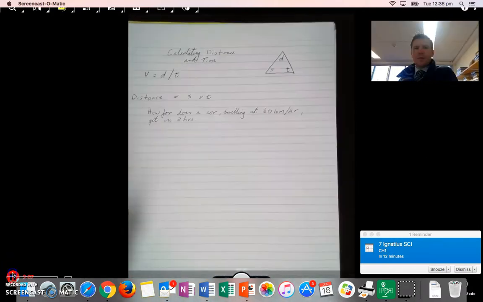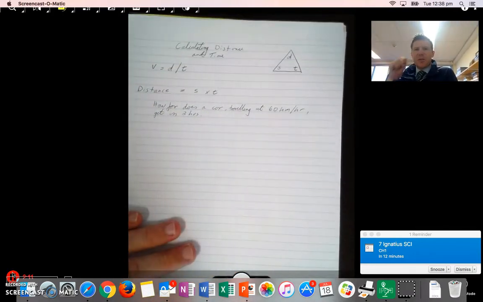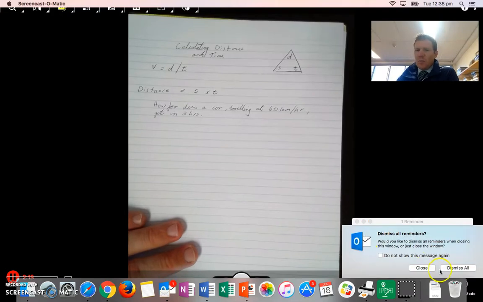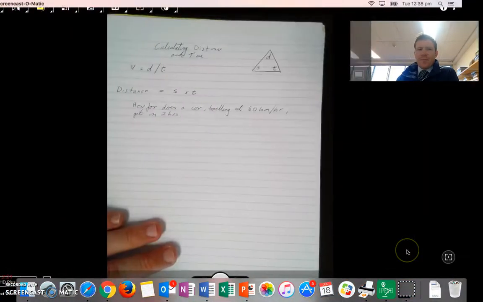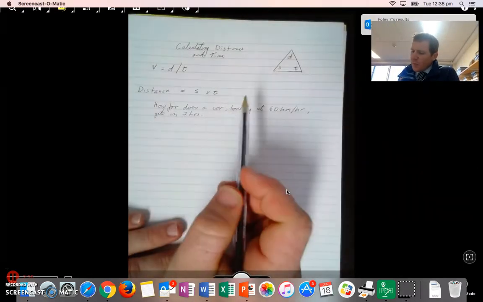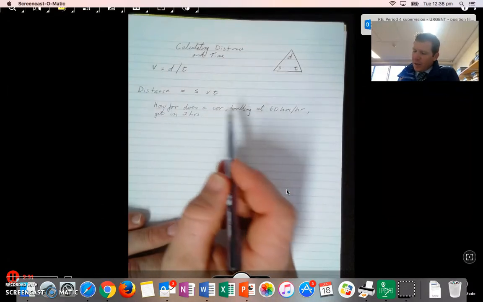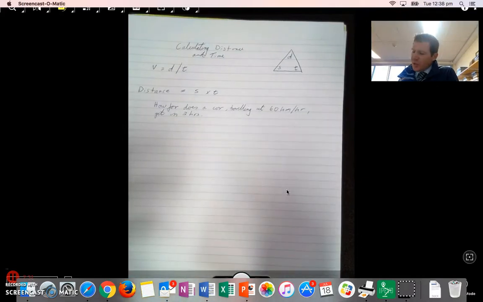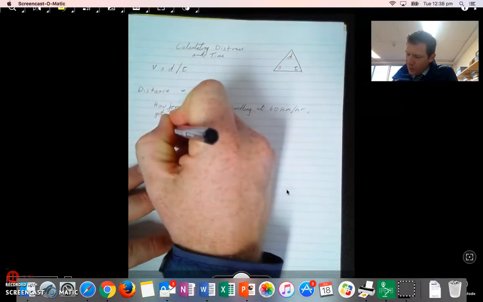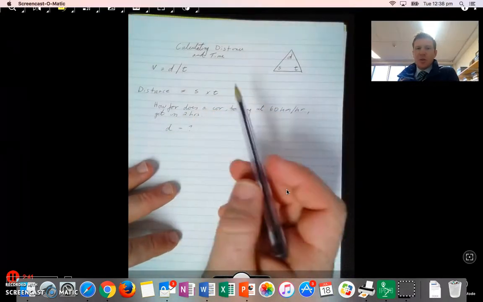Okay, and so as an example here, I've got a question: how far does a car traveling at 60 kilometers per hour get in 2 hours? So first of all, what is the question asking of us? So the question is asking how far, in other words, what is the distance? So we want to know distance equals question mark. Okay, and it doesn't tell us units, so we just use the most appropriate units.